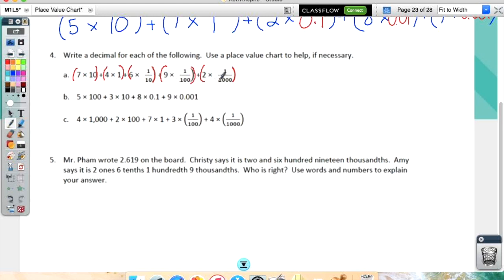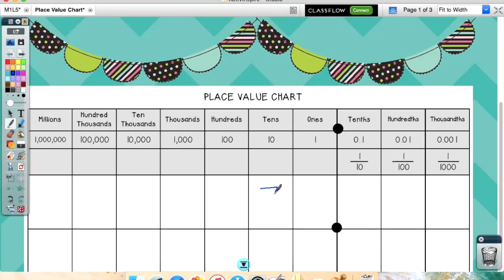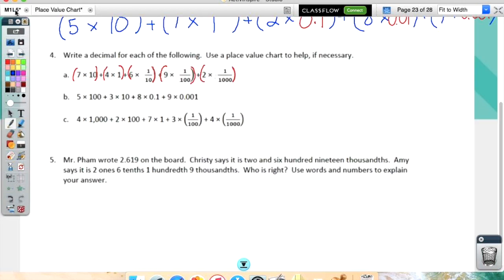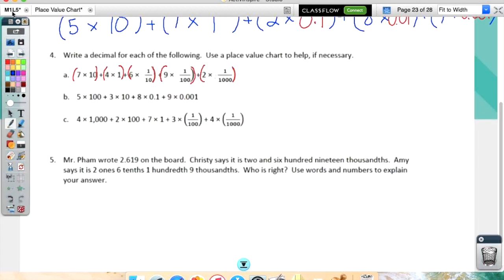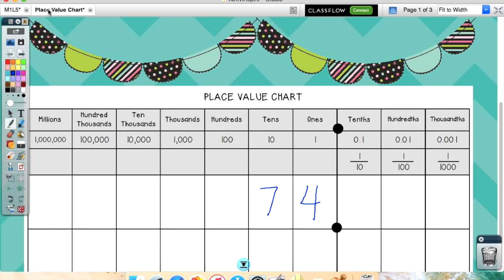So I want to show you a trick for doing this type of problem because you have it on IXL all the time if you're in the W's, okay? So what I'm going to do is I'm going to put a 7 in the tens place, okay? And I'm going back and forth. And then I'll put a 4 in which place value? Ones. And a 6 in the tenths. And a 9 and a 2, okay?